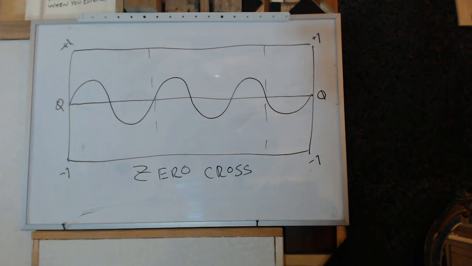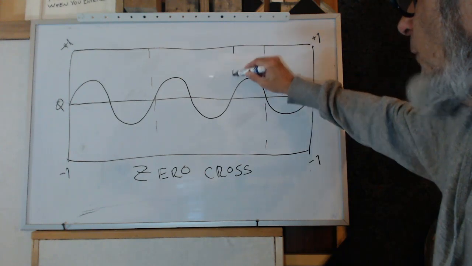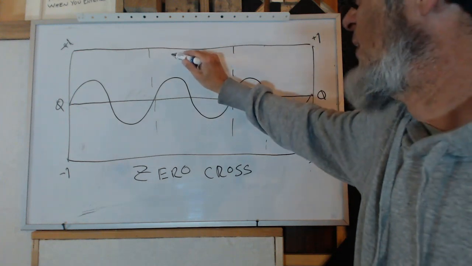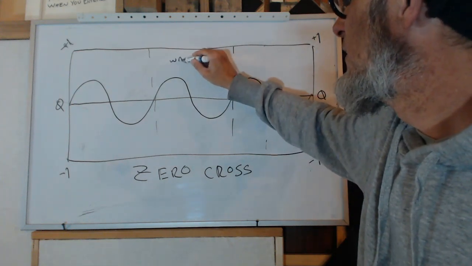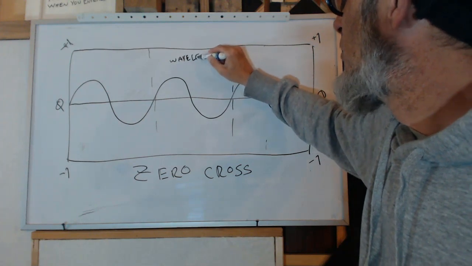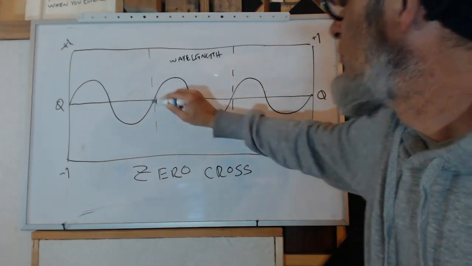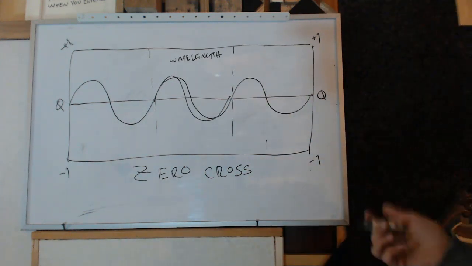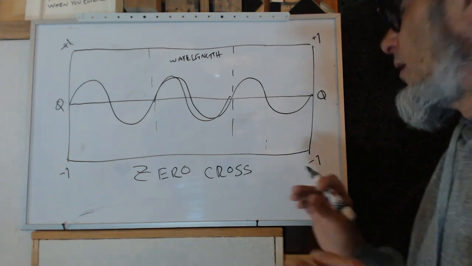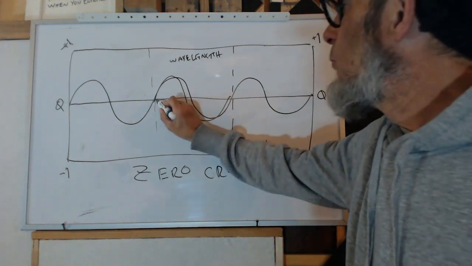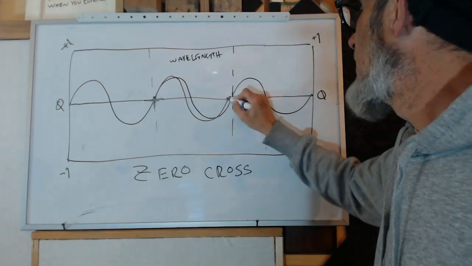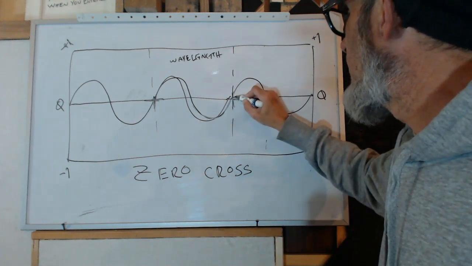All right, so here's my wavelength, up and down. That's my wavelength. A completion of the wave, an up, a down, and an up again. If you're editing a piece of video, a piece of audio, you want to make your cuts when it crosses zero. When your file crosses zero.